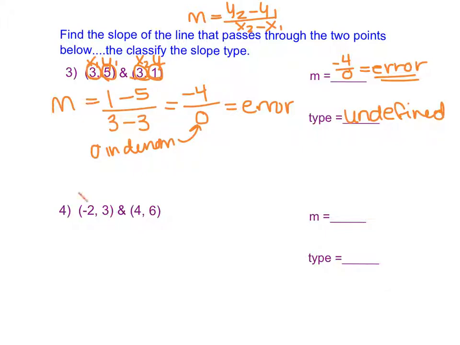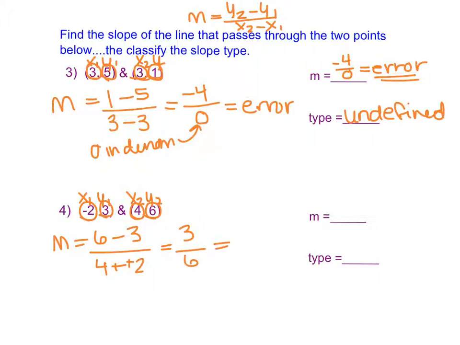And finally, the last problem, we have x1, y1, x2, y2. We calculate our slope, so we have y2, which is 6, minus y1, which is 3, divided by x2, which is 4, minus x1, which is negative 2. 6 minus 3 is 3. And then the denominator, we use keep, change to get 6. So we end up simplifying that by dividing both the numerator and the denominator by 3 to get 1/2. So my slope here is a positive 1/2. Because our slope is a positive number, our type is a positive type slope.